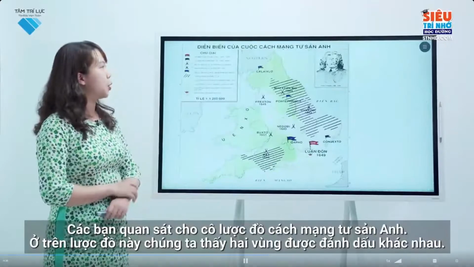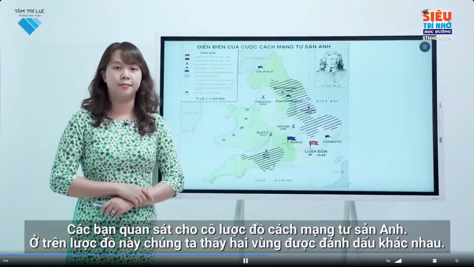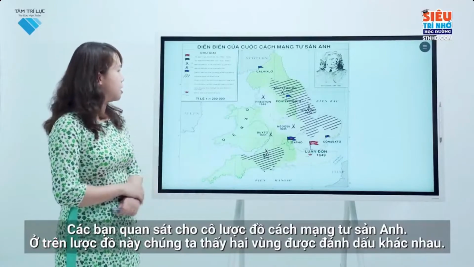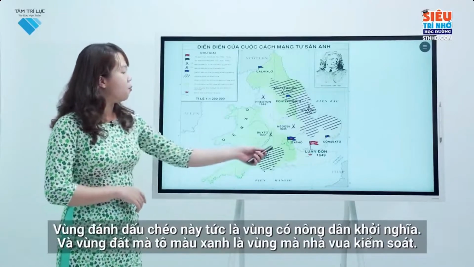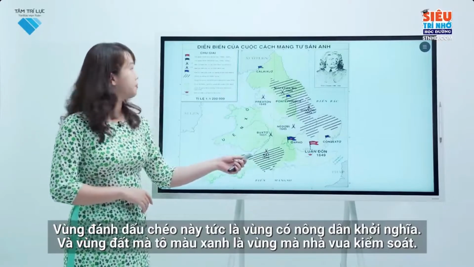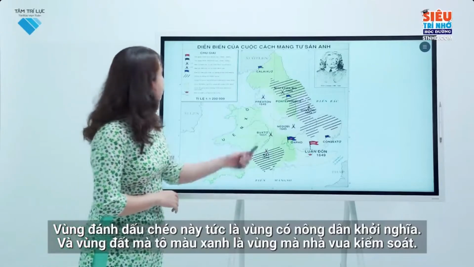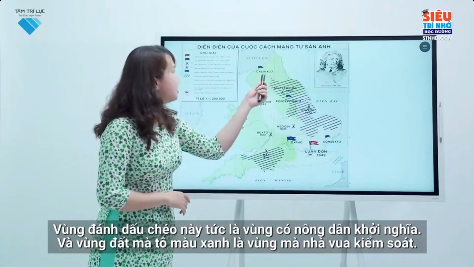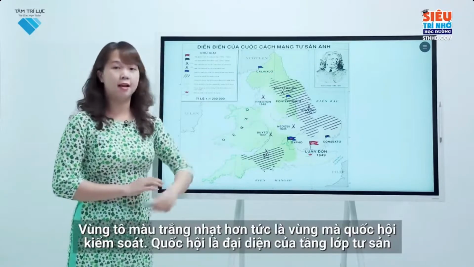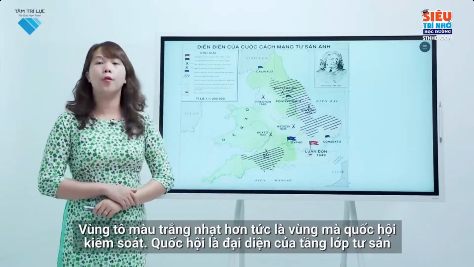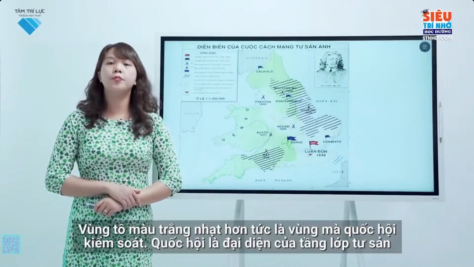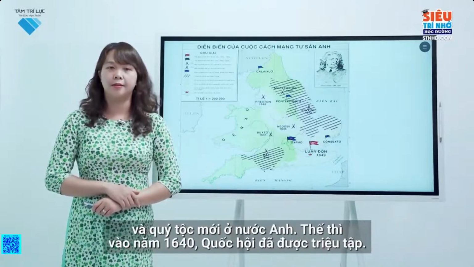Please look at the English bourgeois revolution map. We can see two regions marked differently in this map. This cross-marked area illustrates an area with farmer uprisings. And the blue colour land is the area controlled by the king. The shaded white colour area is controlled by Parliament. Parliament was the representative of bourgeoisie and new aristocracy classes in England.